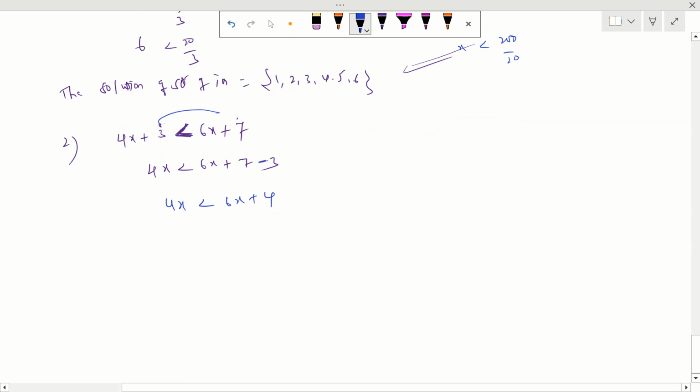So now if I take 6x this side, then it is 4x minus 6x less than 4, and it will be -2x less than 4. And so x is 4 by 2, right? It will be divided, then it is 2, right? Minus x is less than 2, right?